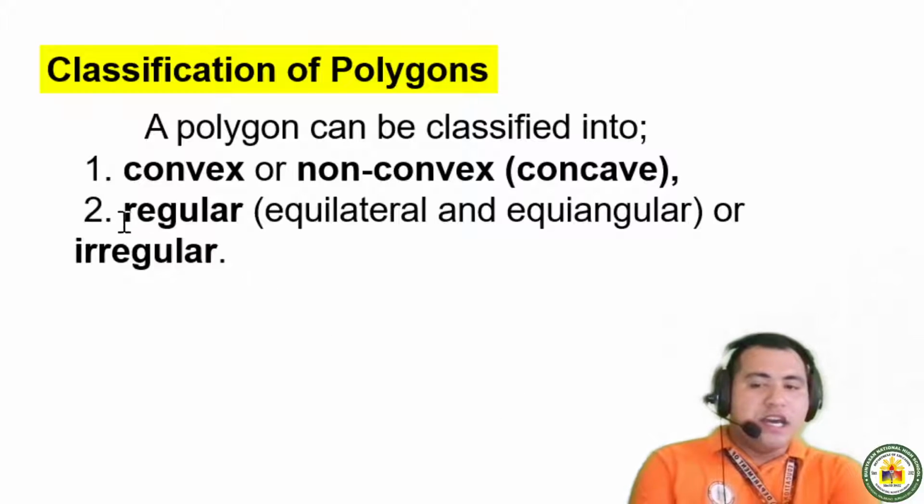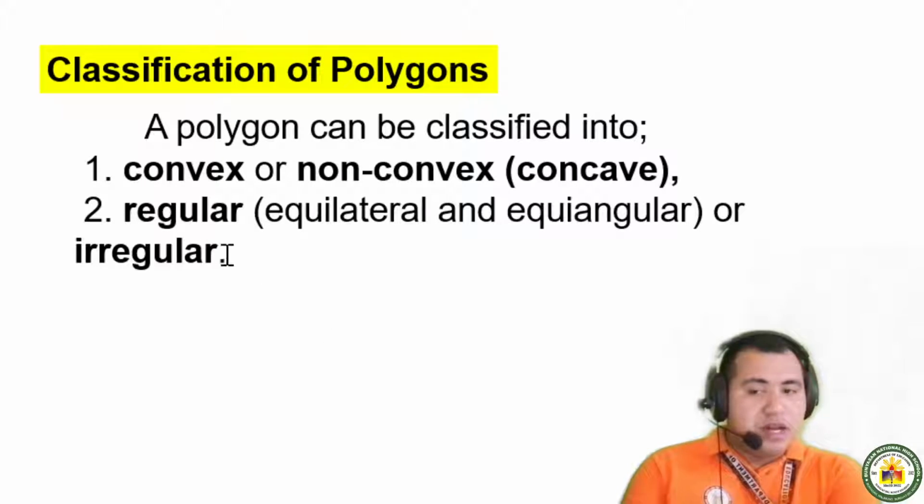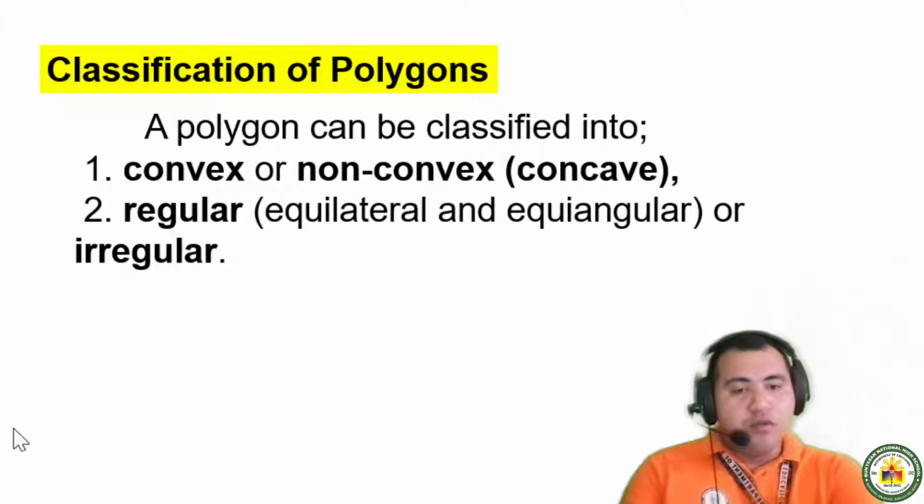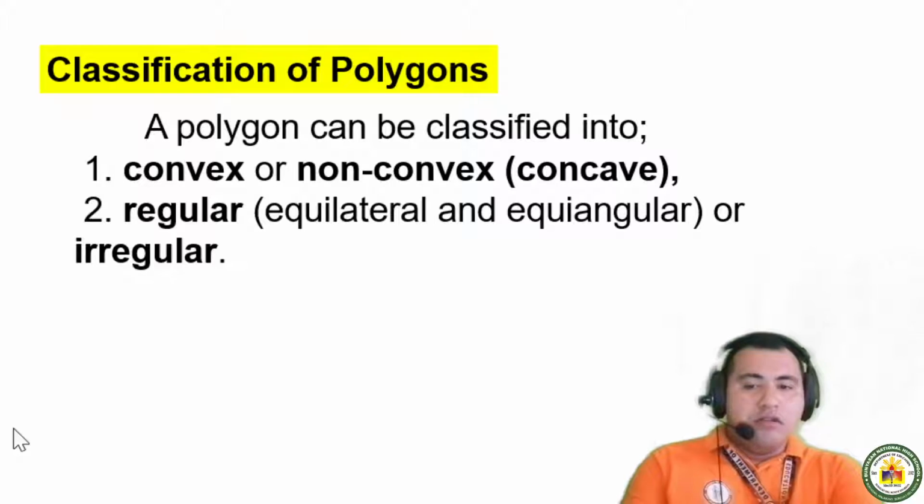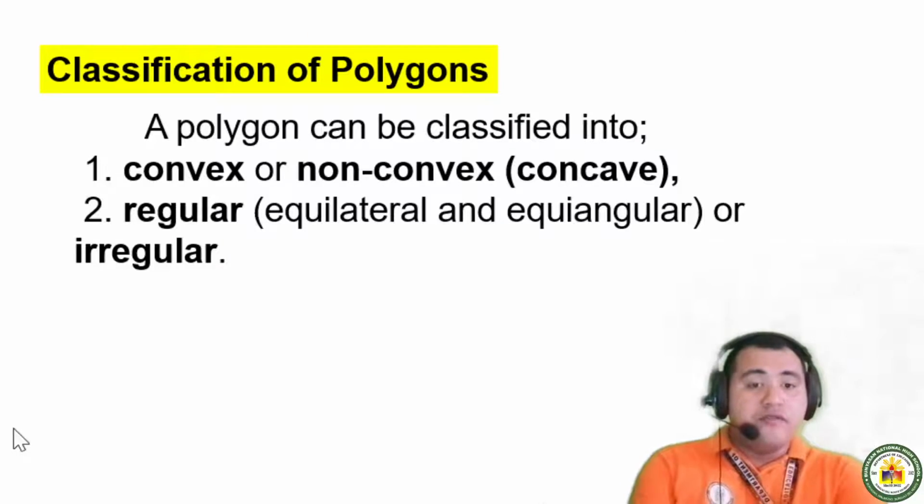The second is, a polygon can be classified also as regular or irregular. Pwede siya maklasify as regular or irregular. When you say regular, equilateral, equiangular, or irregular, kabaliktaran sa regular, opposite sa regular. Now, first we're going to discuss is convex or non-convex, or convex or concave.